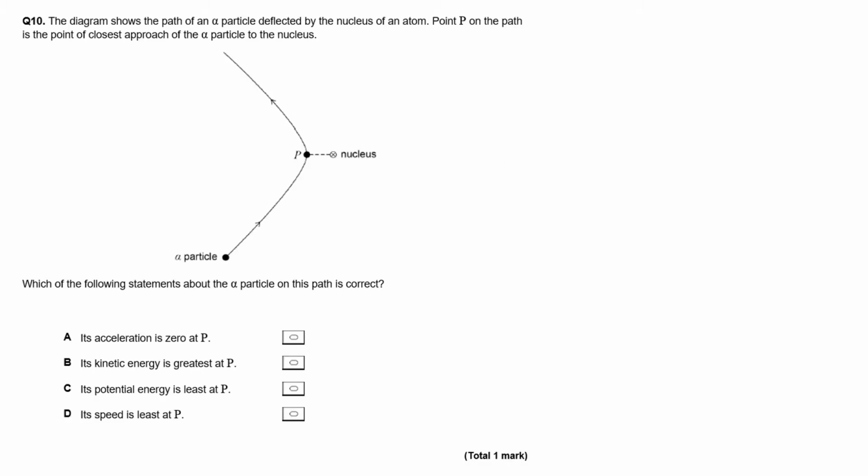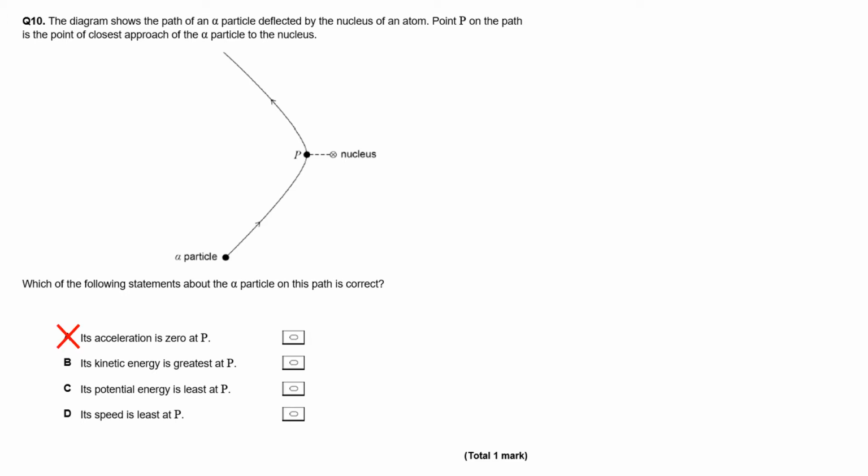Okay, so the diagram, a bit smaller here, shows the path of an alpha particle deflected by the nucleus of an atom. Point P on the path is the point of closest approach of the alpha particle to the nucleus. Which of the following statements about the alpha particle on this path is correct?